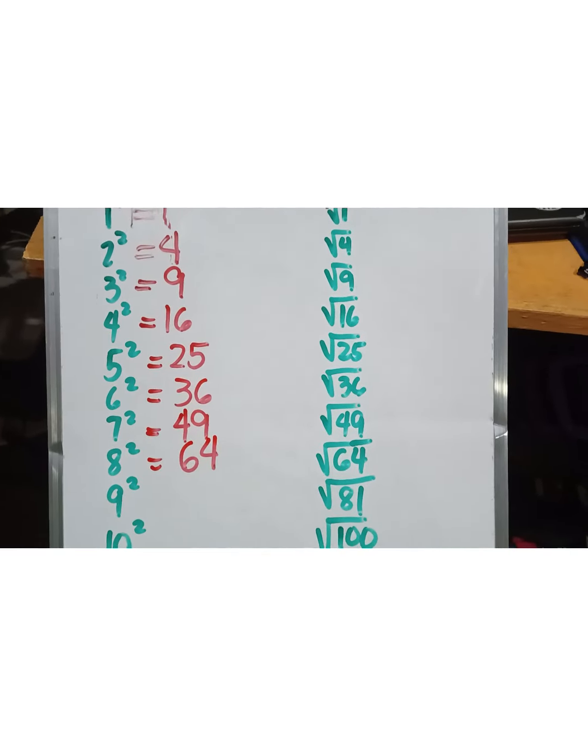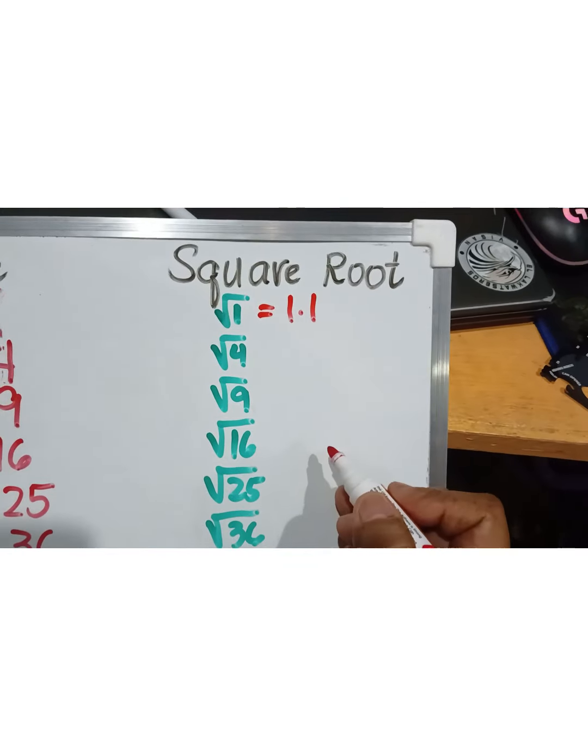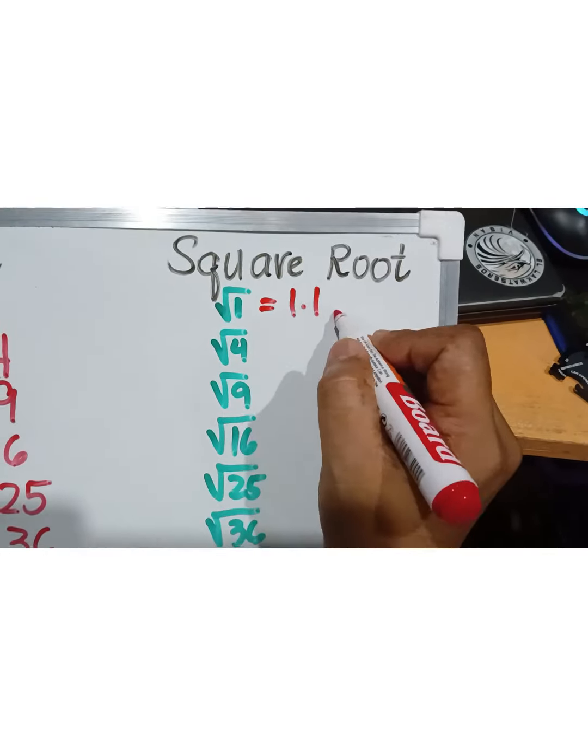And the square root. The square root of 1 is, we have 1 and 1 as its root. So the square root of 1 is 1. Square root of 4 is, we have 2 and 2 as its root. So in extracting the root, we have 2.